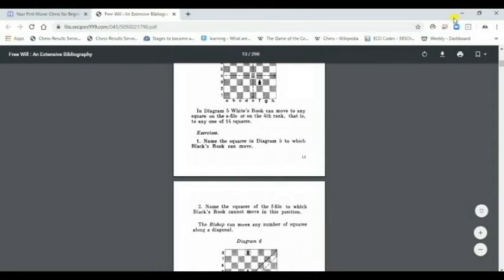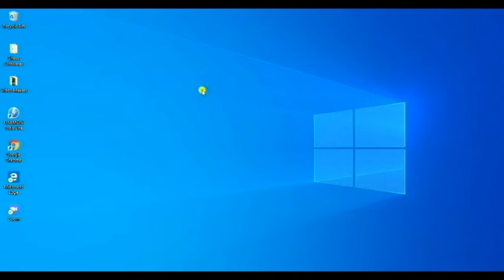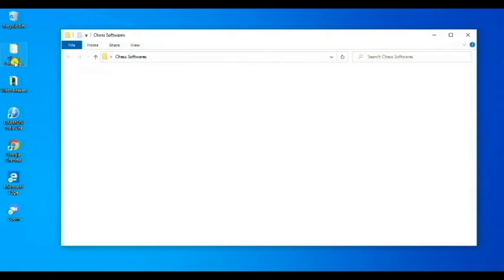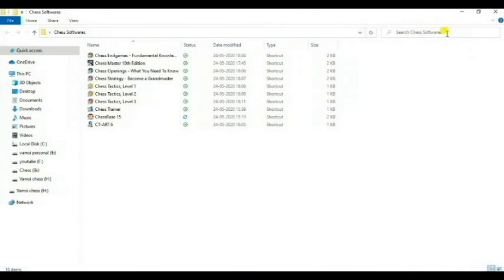And coming to softwares, I have kept some things here. You can find, see, Chess and Games Fundamental Knowledge 1, Chessmaster 10th Edition, Chess Openings Why You Need to Know, Chess Strategy Become a Grandmaster, Chess Tactics Level 1, Level 2, Level 3, Chess Trainer, ChessBase 15 and CTR 16. These are the 10 softwares I have, and besides this I also have Fritz 15.